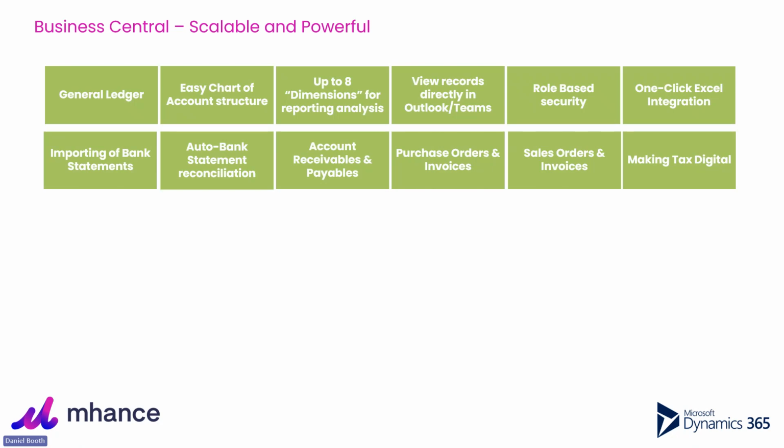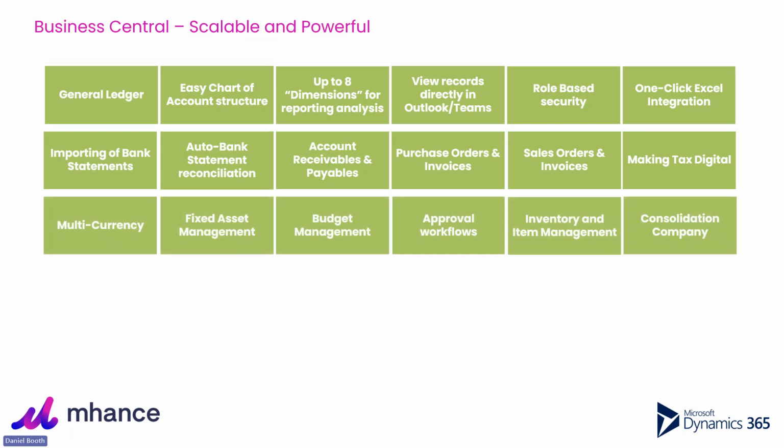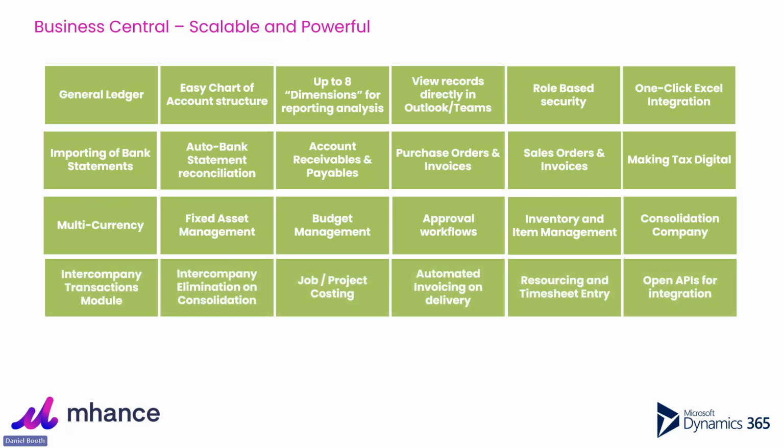Full purchase to pay, full sales order, sales quote to order to fulfillment, multi-currency, fixed assets, budget, approval workflows in the system, item inventory management. If you have a group of companies and you need to do consolidation, companies can go in that bring in partially or fully owned subsidiaries into a consolidation company for your consolidated accounting. Intercompany transactions do the eliminations.